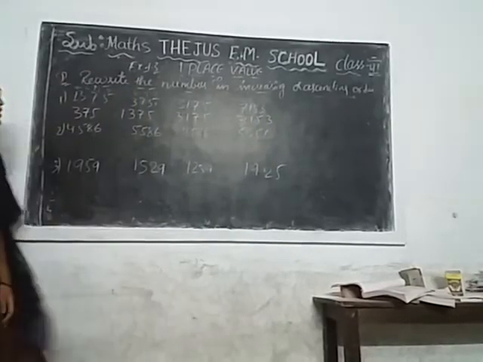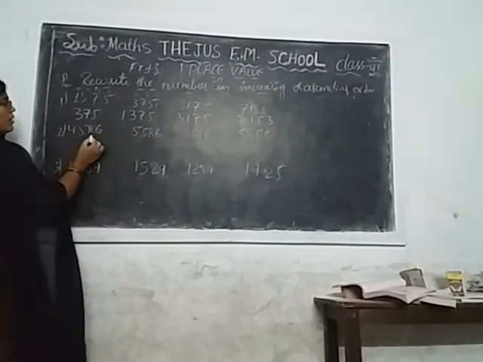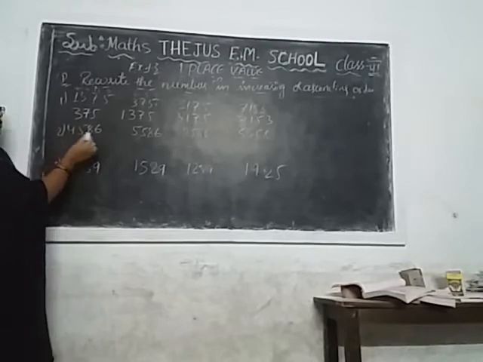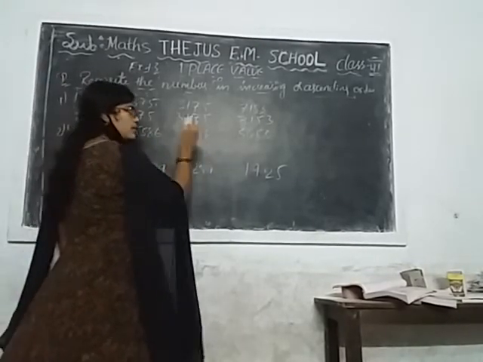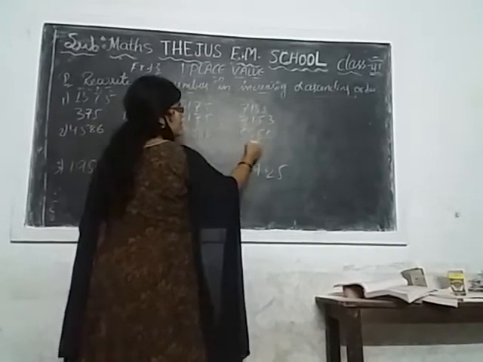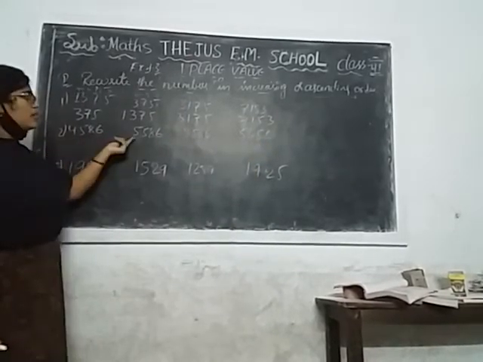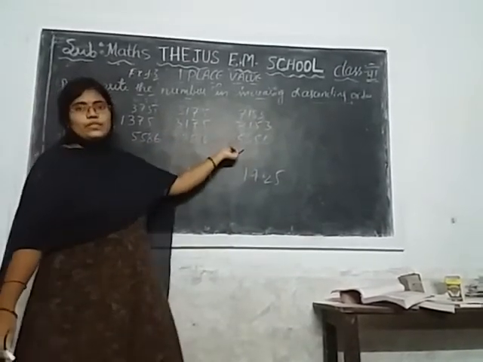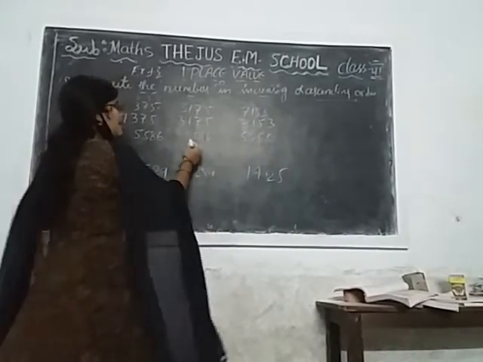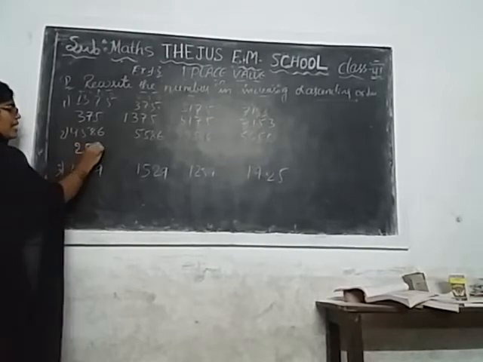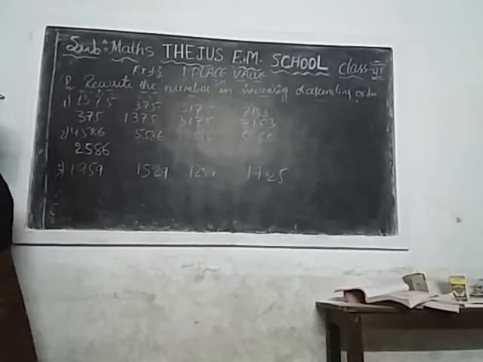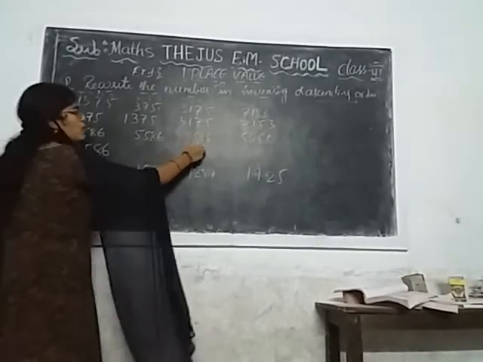Okay, next one, see this one also. Ones, tens, hundreds, thousand, 4000. 5000. 2000. 5000. See, 4000 to 5000 to 2000 to 5000. When compared to these remaining numbers, 2000 is the smallest number. So 2586. Okay, so this one is over.